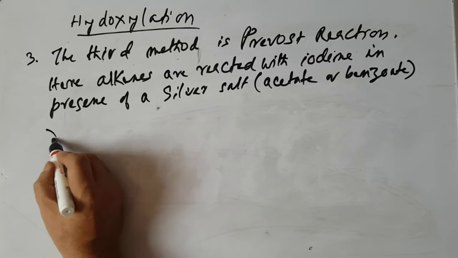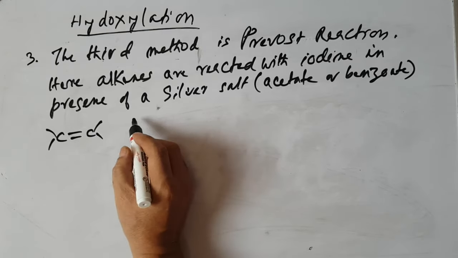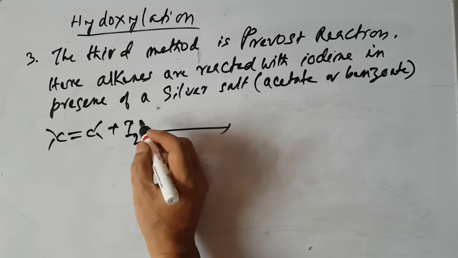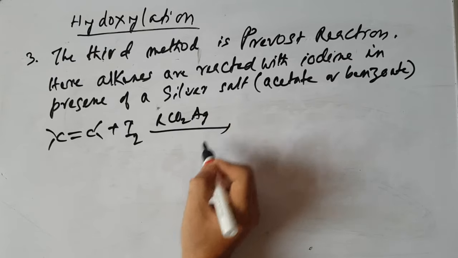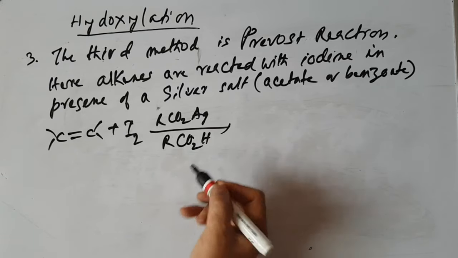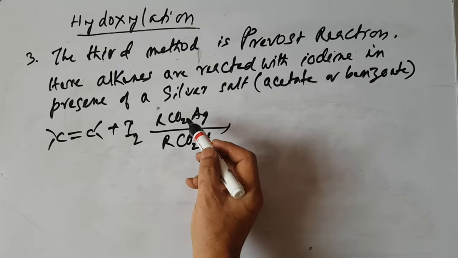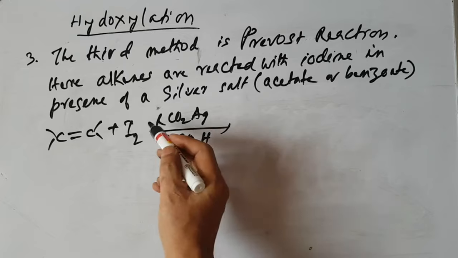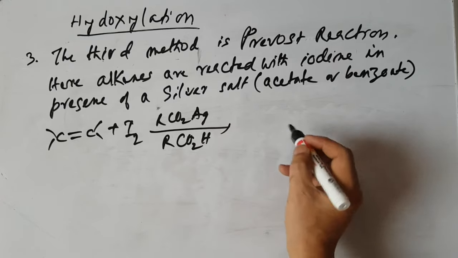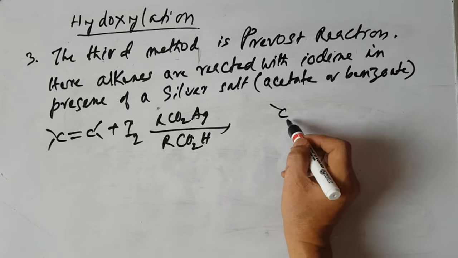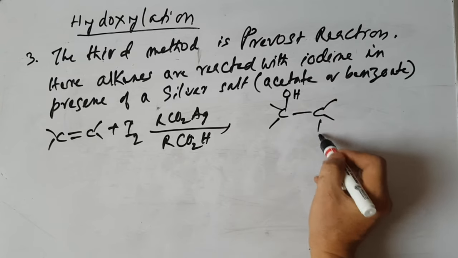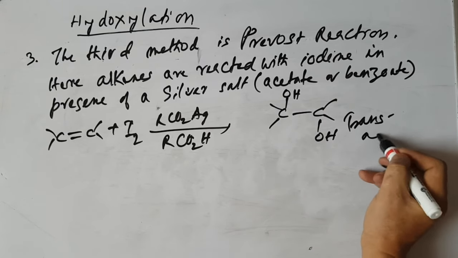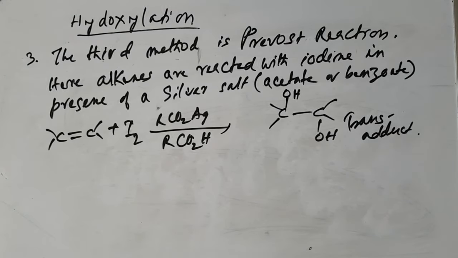So for example, here iodine reacts with the silver salt of the acid, RCO2H, in presence of acid, say acetic acid or benzoic acid. So you have silver acetate or acetic acid, or silver benzoate or benzoic acid. In this case, a trans product is obtained, with the O here and the O there. So your product is a trans adduct, trans 1,2-diol, okay. I'm repeating again, the third method of hydroxylation takes place by reacting alkenes with iodine in presence of a silver salt.